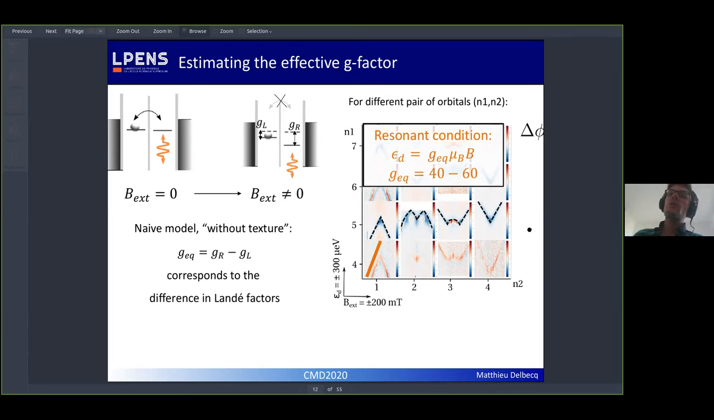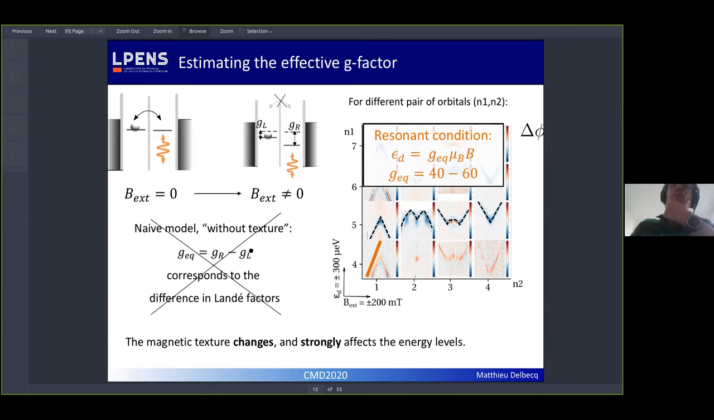So we can just say that each dot has a constant magnetization, which is not necessarily collinear. And actually the spin-orbit interaction induces a normalization of the electron G factor, as it does, for example, in bulk materials in condensed matter, as is usual for many semiconducting materials. In that sense, both the G factor and the magnetization will change with the orbitals. So we can understand that the finite slope we measure here is due to an effective electron G factor, of the order of 40 to 60, which corresponds to the difference in G factor between the right and left dot.